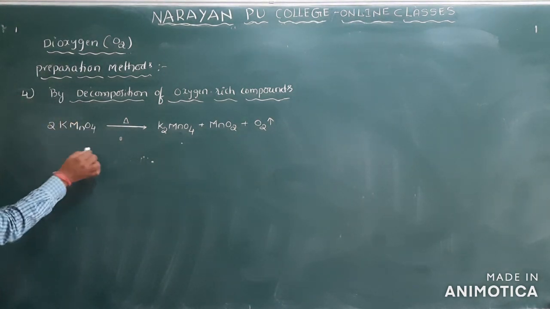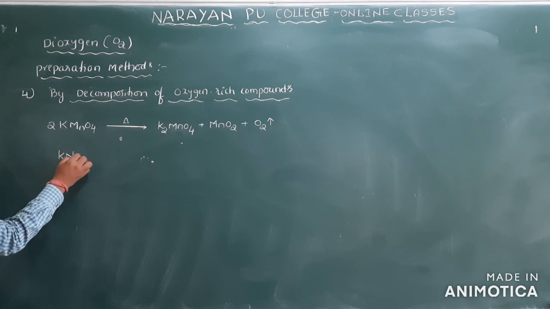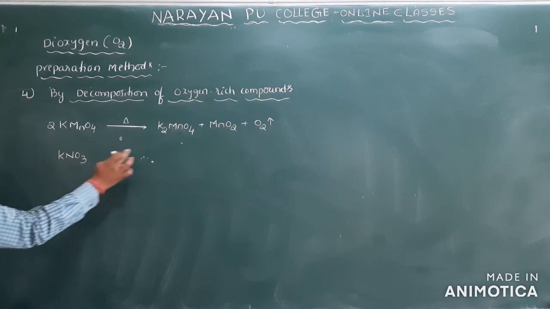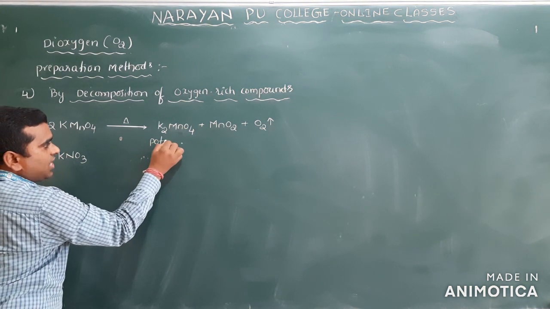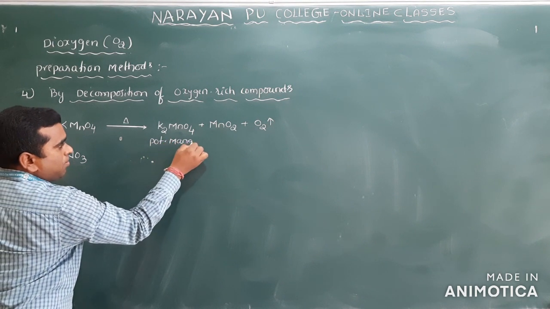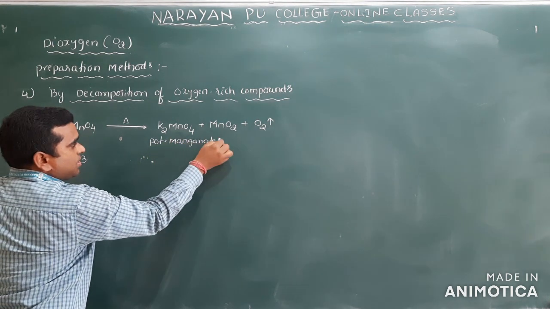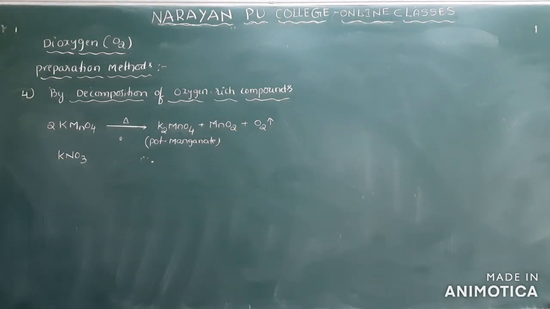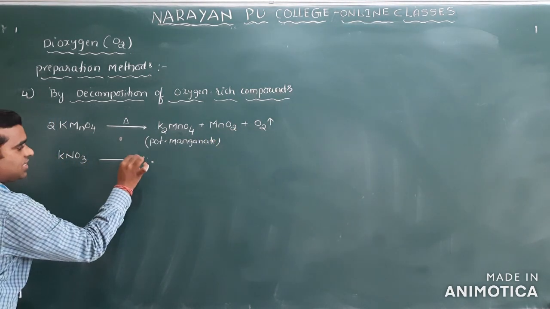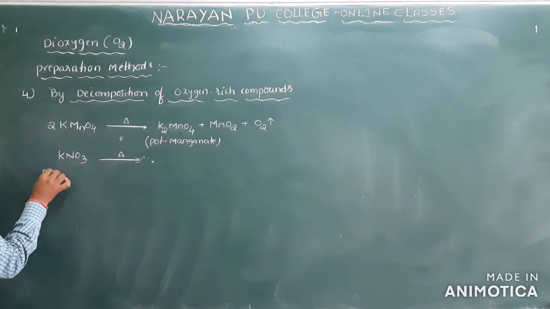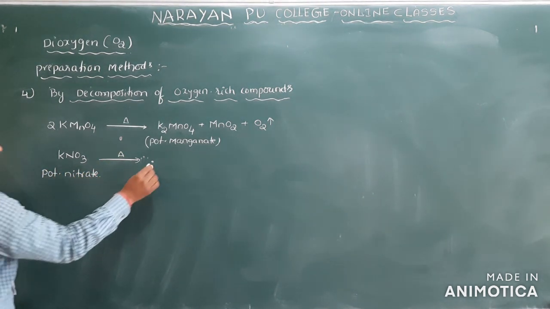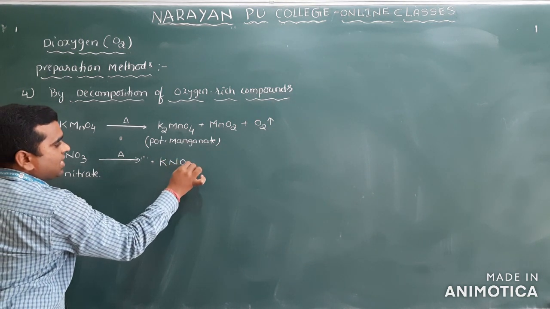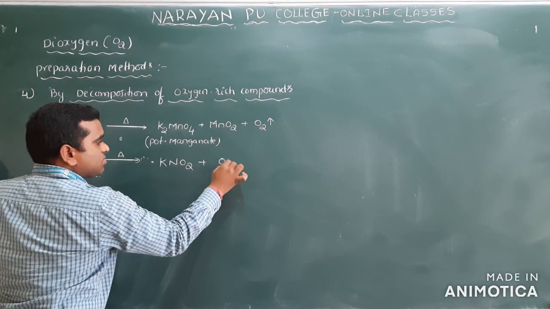In the same way, potassium nitrate, what is the formula? This is potassium permanganate, and this is potassium manganate, manganese dioxide. Clear? And potassium nitrate, heat this, then what will you get? You will get potassium nitrite plus oxygen.